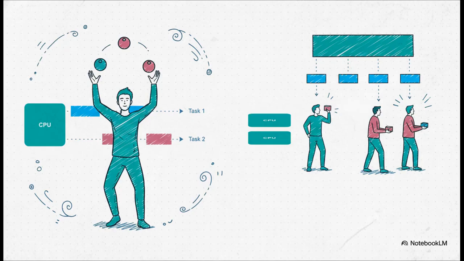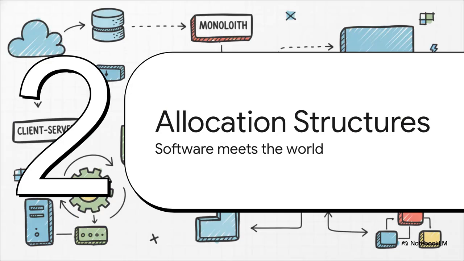And this slide illustrates the difference perfectly. On the left, concurrency is like one person juggling multiple balls. It looks like everything's in the air at once, but really they're just switching their attention super fast. On the right, you have parallelism. That's totally different. That's when you take a big job, break it into pieces, and have multiple people, or multiple CPUs, working on the pieces at the exact same time. It's true simultaneous action. And that brings us to our third and final category, allocation structures.